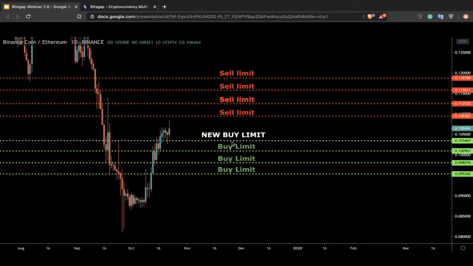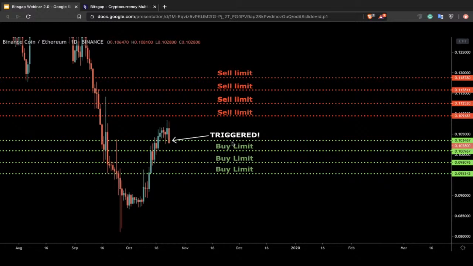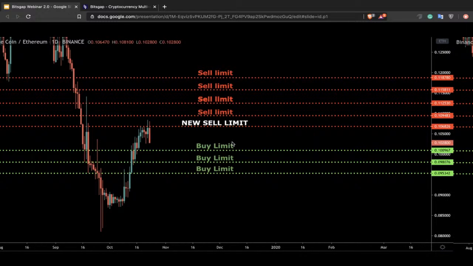So the idea is that it is constantly in the market. Each time it sells, it will place a new buy limit order, and each time it buys, it will place a new sell limit order. As simple as that, as long as the price stays within the trading range. So that's the idea of the grid mechanism.